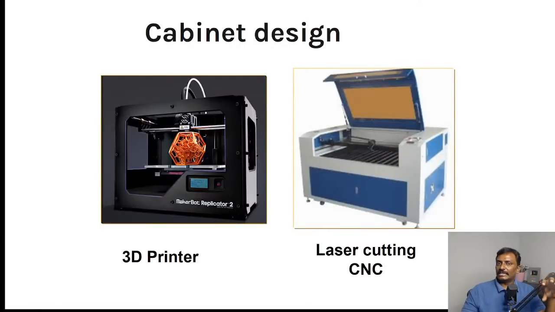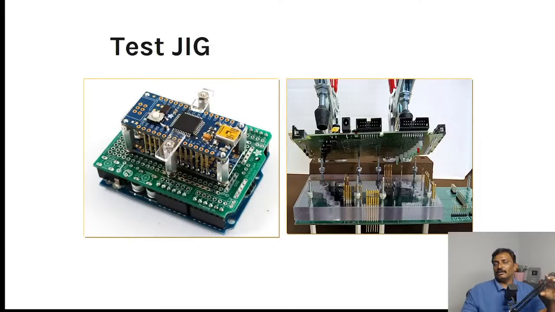You could design the cabinets for your embedded system design by using a 3D printer or a laser cutting CNC machine. And the test jig: if you want to test more than 1,000 boards or 500 boards, then you have to develop the jig, which tests the board and can download the program by using pogo pins. You could write the test codes, and you could test 1,000 boards in one single day. That's the advantage of going with the jig.